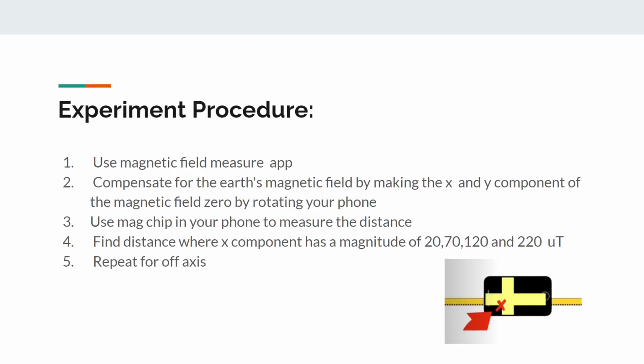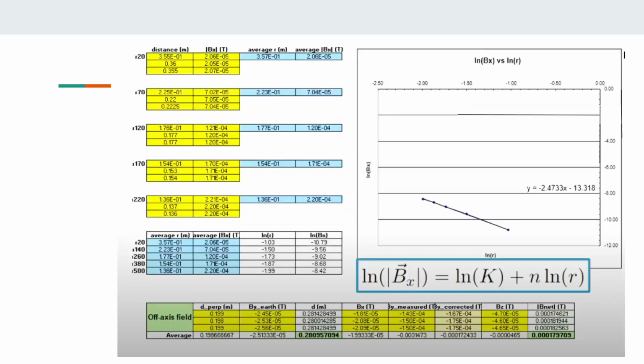The experiment procedure was that we used a magnetic field measure app. We had to calibrate it, and we had to make sure that we compensated for the Earth's magnetic field by making sure that the x and y components of the magnetic field were zero by rotating the phone. We used a magnetic chip in our phone to measure the distance. We found the distance where the x component had a magnitude of 20, 70, 120, and 220 microteslas, and we repeated for off axis.